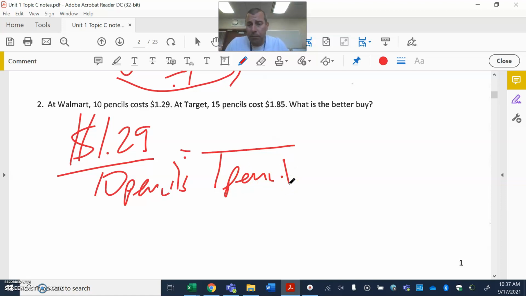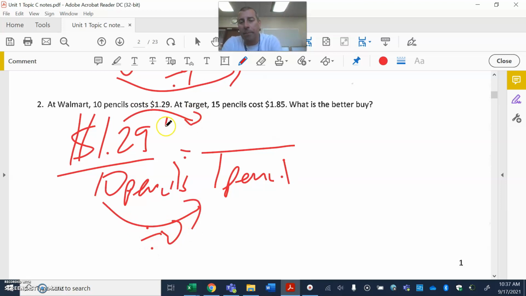So, divide by 10. People, make your elementary school teacher proud. Dividing by 10, what happens to that decimal? It should be moving. How many places? One place because of that 0. And we're moving to the left because it's going to make the number smaller. So that's 0.129.